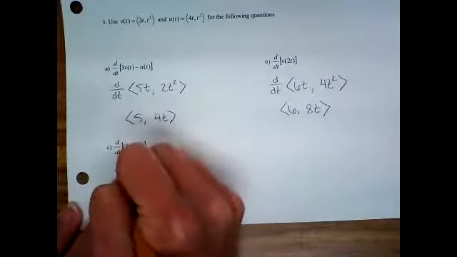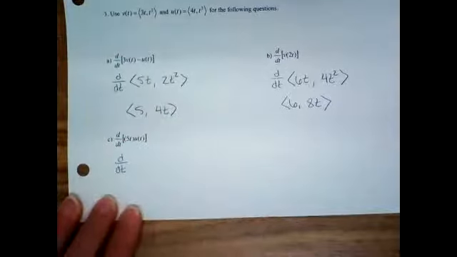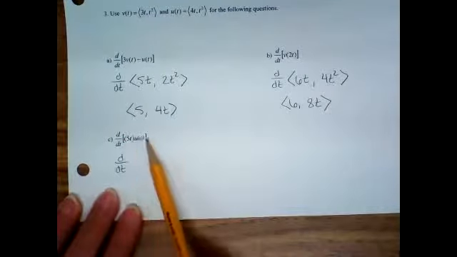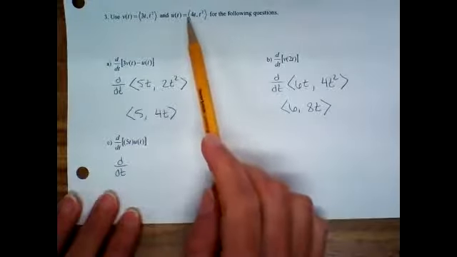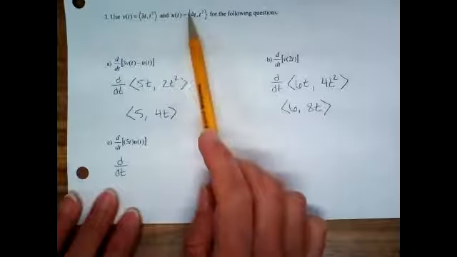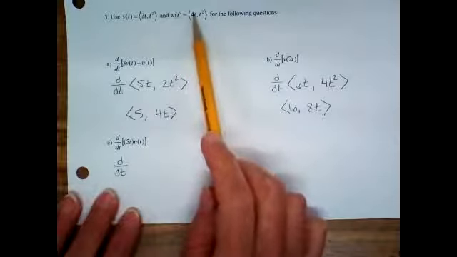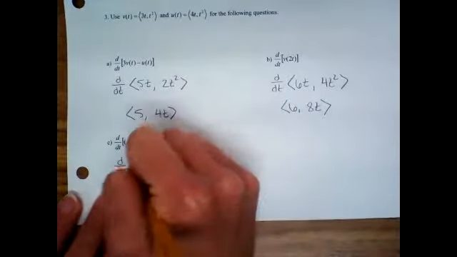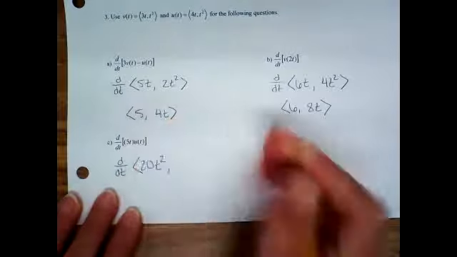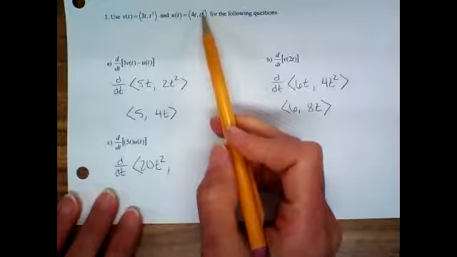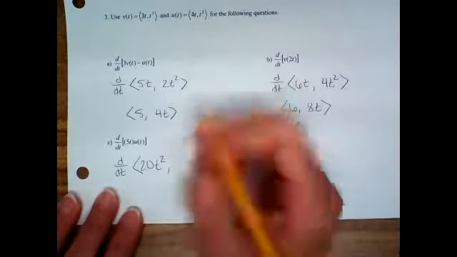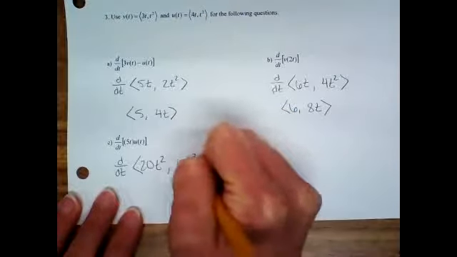Again, for this one, I'm going to do the derivative after I do the multiplying. We're going to multiply 5t times the vector u. If you multiply this by 5t, what is that going to give you? Good, that'll be 20t squared. And 5t times t squared would be 5t cubed.